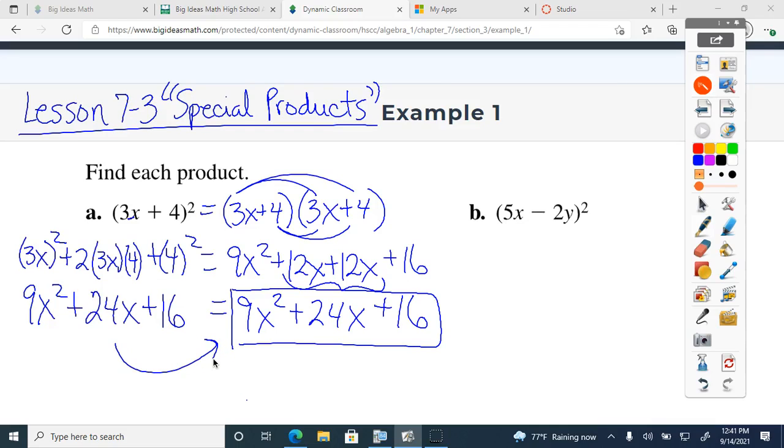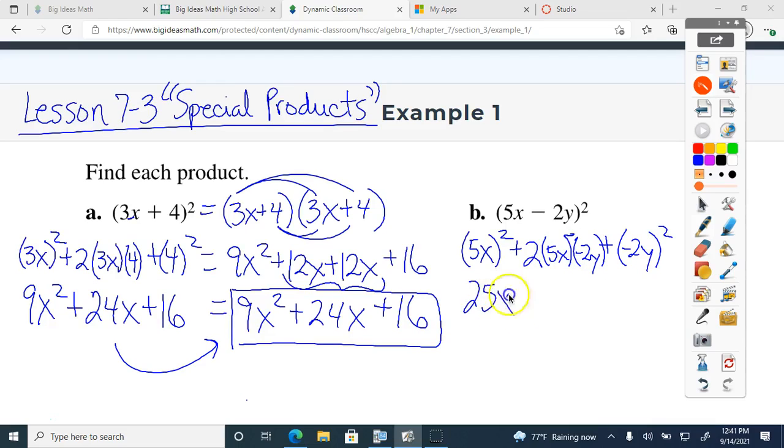Okay, here, square 5x, square negative 2y. In the middle, we're going to say 2 times those times each other, 5x times negative 2y. And then you just simplify. 25x squared minus 20xy plus 4y squared.